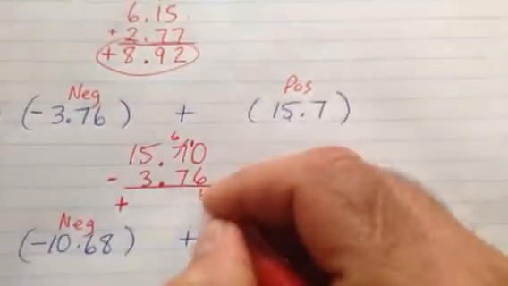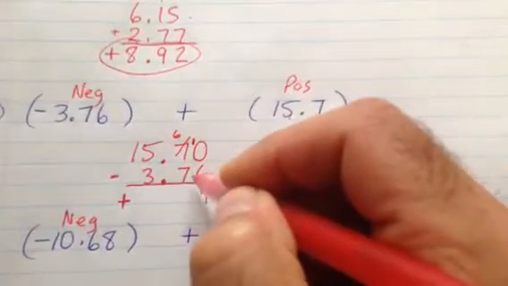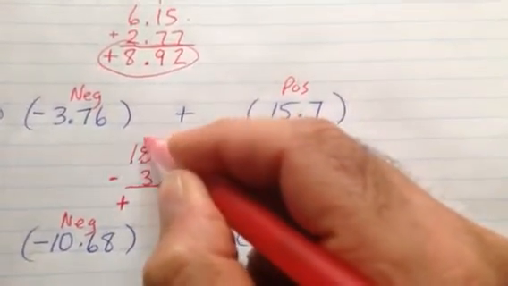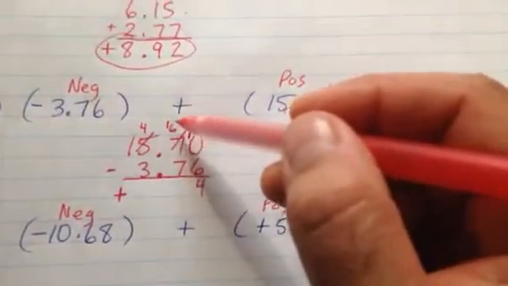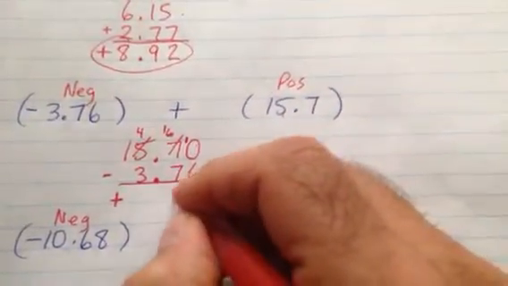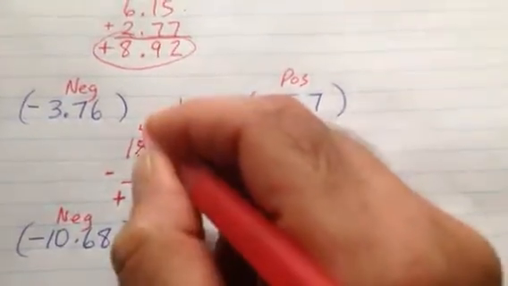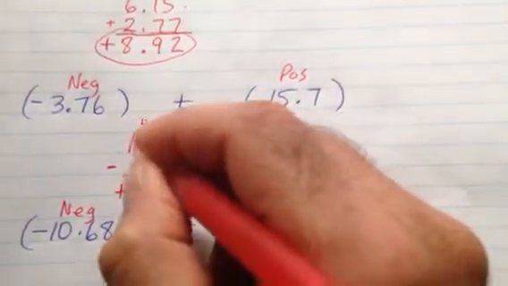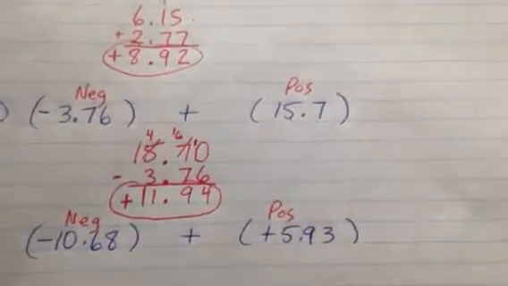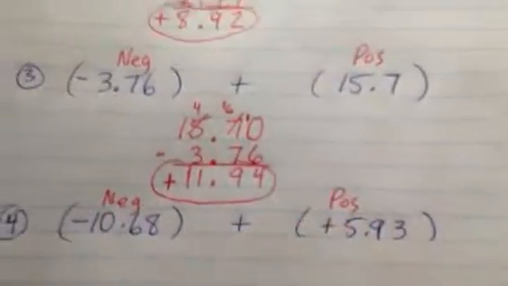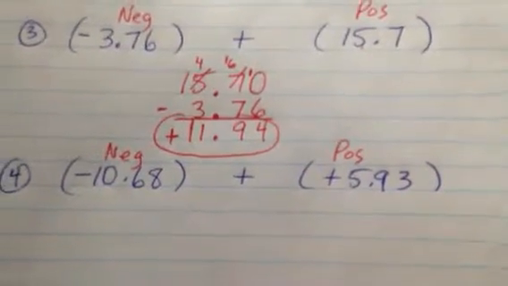10 take away 6 is 4. 6 take away 7, can't do that, must borrow from the 5, making that a 4. Carry the 1 up here. 16 now, take away 7, that's 9. Decimal lines up, 4 take away 3 is 1, and 1. So the answer is 11.94. All right, this one here, enemies, they subtract.